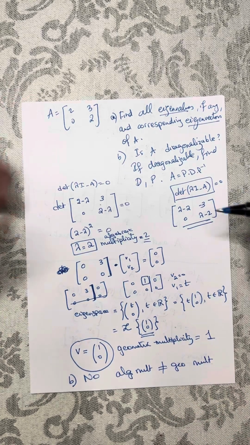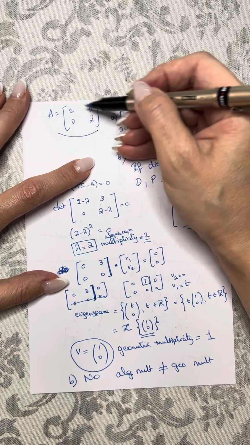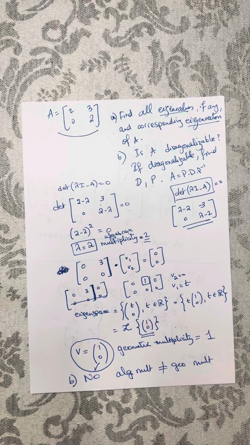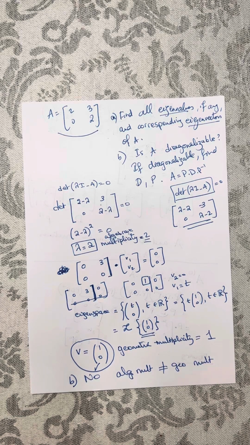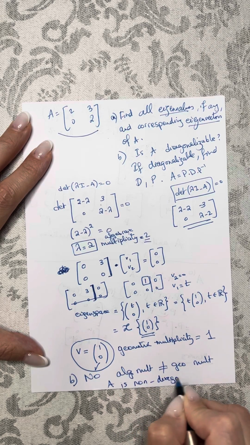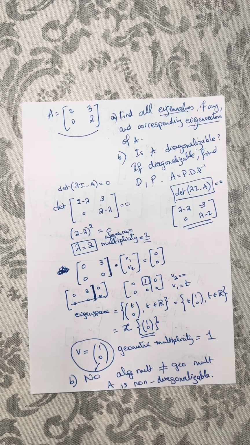Because when the algebraic multiplicity is not equal to the geometric multiplicity, then we can't find, it's a 2 by 2 matrix. We need to find 2 linearly independent eigenvectors. We couldn't, we only found 1 eigenvector. And so we can't find 2 linearly independent eigenvectors, which means that we will not be able to diagonalize A. We say A is non-diagonalizable. And all these beautiful things that we talked about, diagonalization, would not work for us.